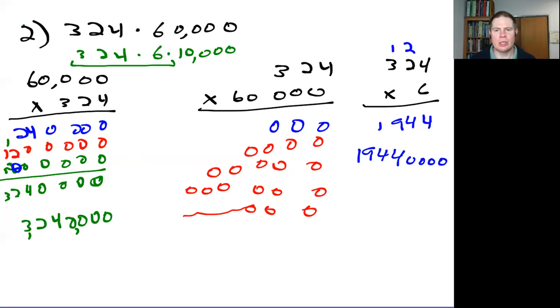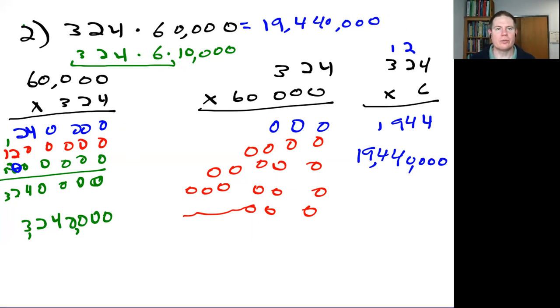Those 4 zeros I can just tack on at the end, because each time you multiply by 10, you're moving your number to the left by 1 place, right? With a 0 filling in that place. So this 4, instead of being in the ones place, is now in the 10,000s place, because the 6, instead of being in the ones place, was really in the 10,000s place. And now I see that the answer to this problem is 19,440,000.